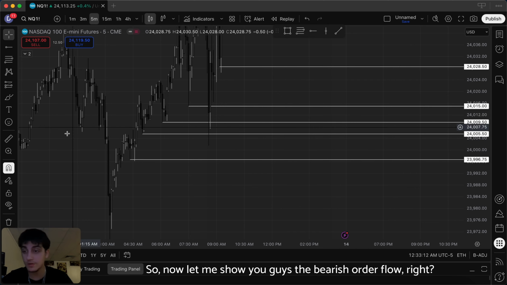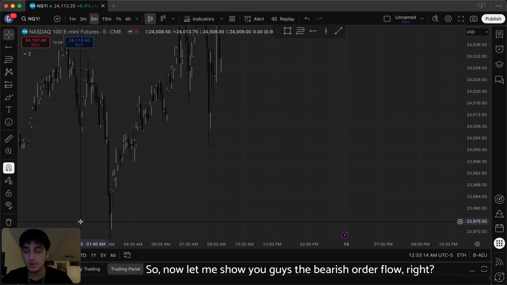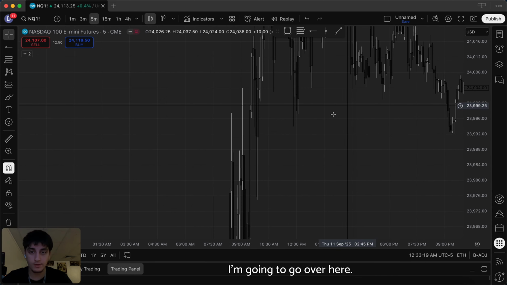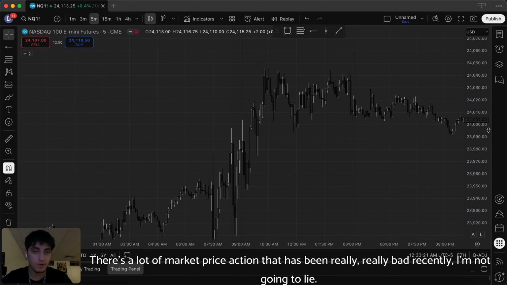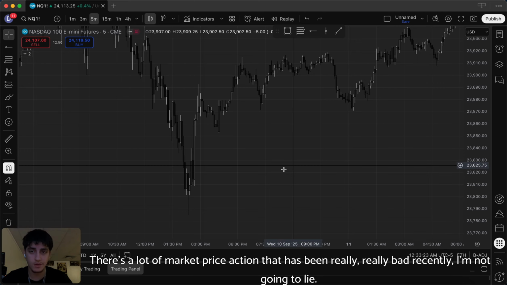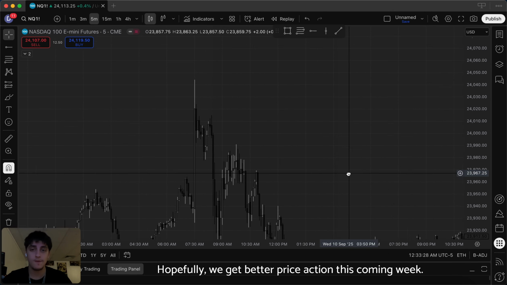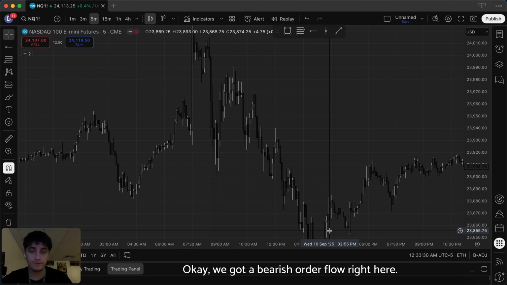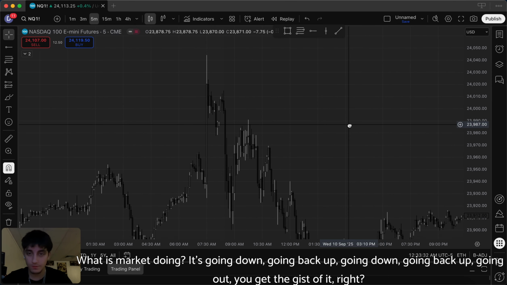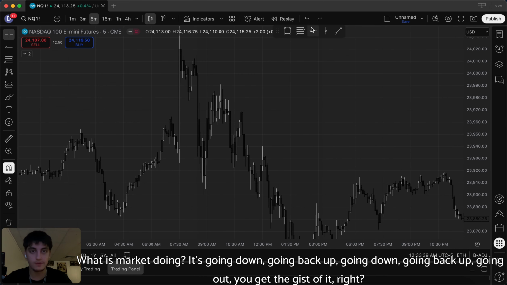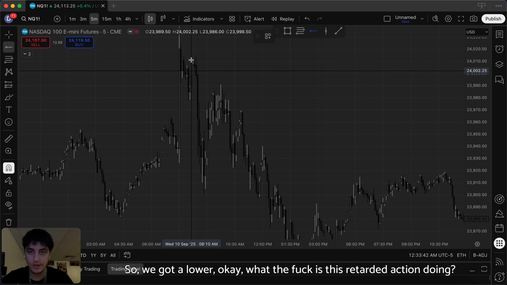So now let me show you guys the bearish order flow. I'm gonna go over here. Market price action has been really, really bad recently, I'm not gonna lie. Hopefully we get better price action this coming week. Okay, we got a bearish order flow right here. What is the market doing? It's going down, going back up, going down, going back up, going down. You get the gist of it, right?